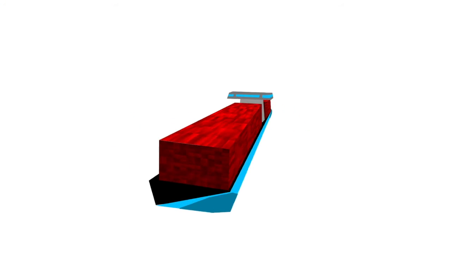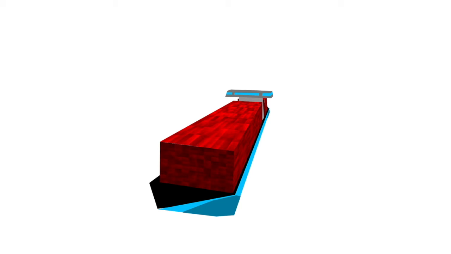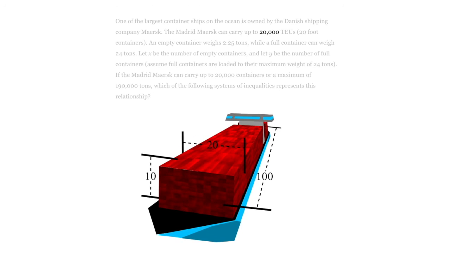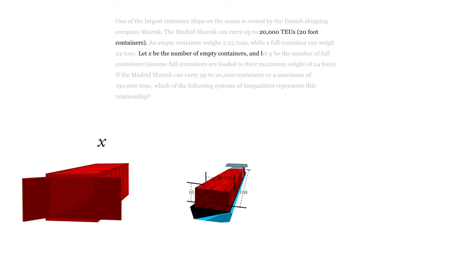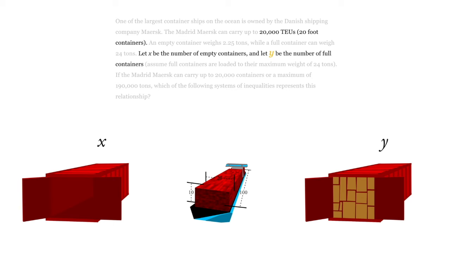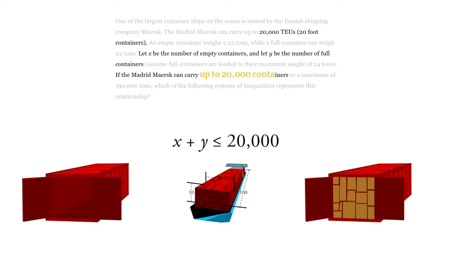Now, let's go back to the system that we're describing. So we have these maximums. We have a certain amount of room, and we can't fit more than 20,000 of these TEUs, of these containers, onto a ship. So if X is the number of empty containers and Y is the number of full containers, as we were told, then X plus Y, the empty containers plus the full containers, is less than or equal to 20,000 because we are told it can carry up to 20,000. So it's okay to include up to 20,000. It doesn't say less than, it says up to.